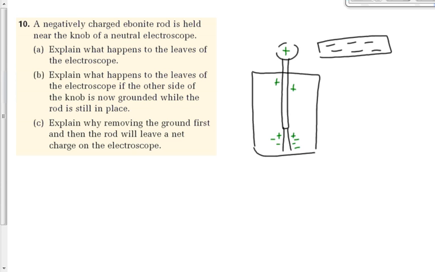B says, explain what happens to the leaves of the electroscope if the other side of the knob is now grounded while the rod is still in place. It doesn't really matter whether it's the other side or the same side. The bottom line is it's being grounded. So let's attach the ground wire here. What's going to happen?